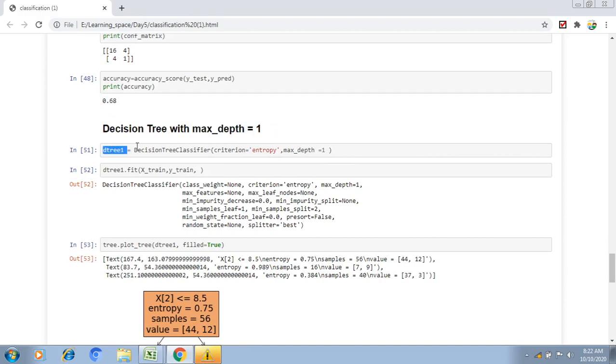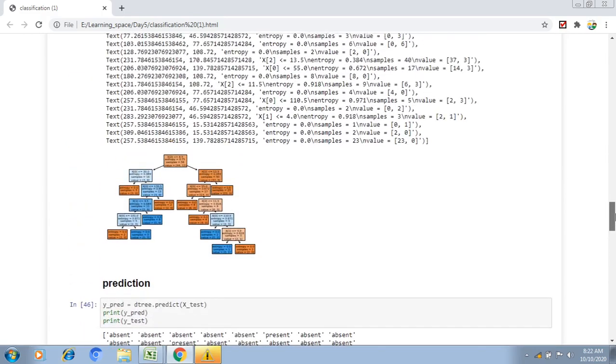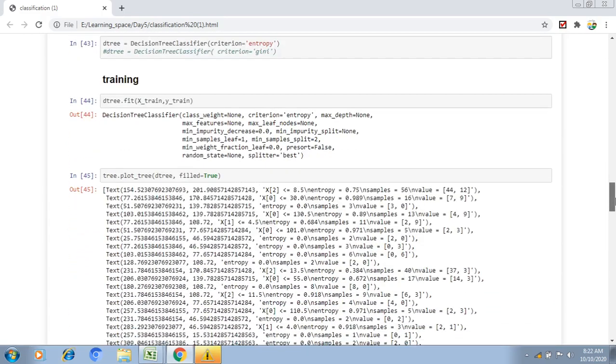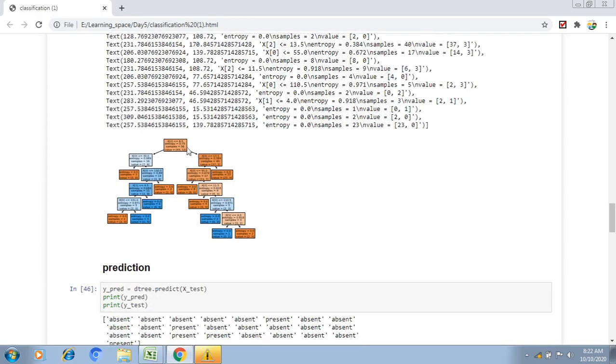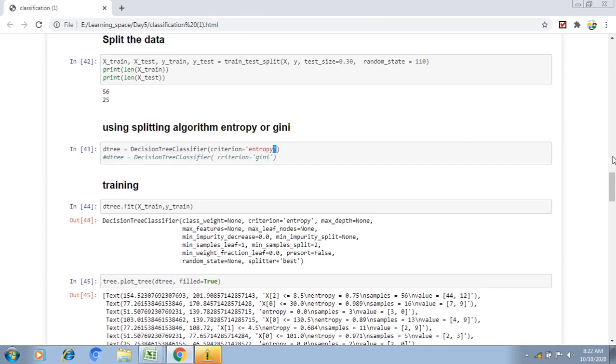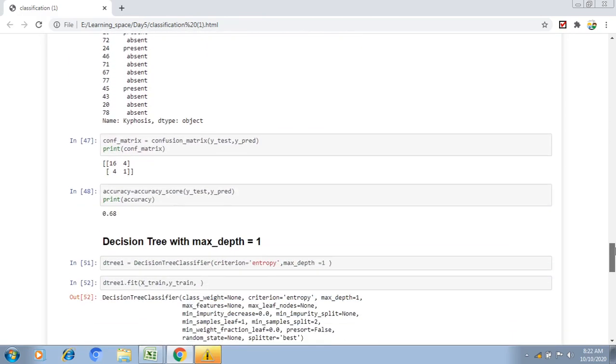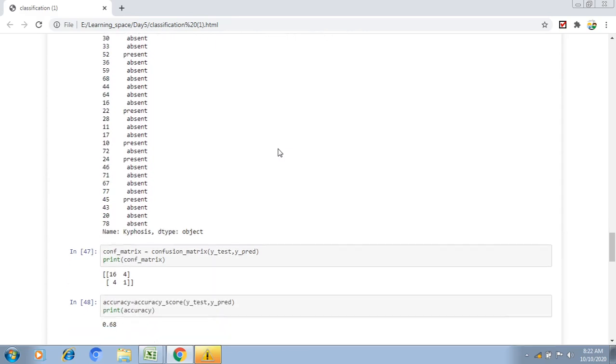In a similar way, for d tree 1 I'm mentioning my object name, the decision tree classifier, and I'm mentioning the entropy. Max depth is 1. Previously I had not mentioned any max depth, so it expanded our tree as much as possible. That's why my tree is expanded as far as it can go.